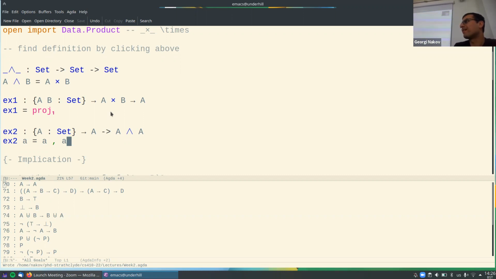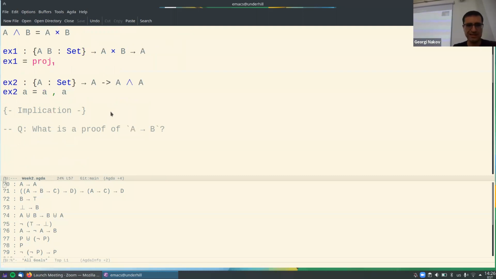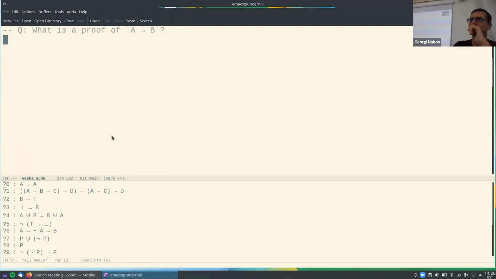Yeah. And now we get to a bit more interesting one, which is implication. Okay. Do you want to keep driving? Yes. Cyrillic keyboard. Right, got no chance. Right. Okay. So here's the thing.